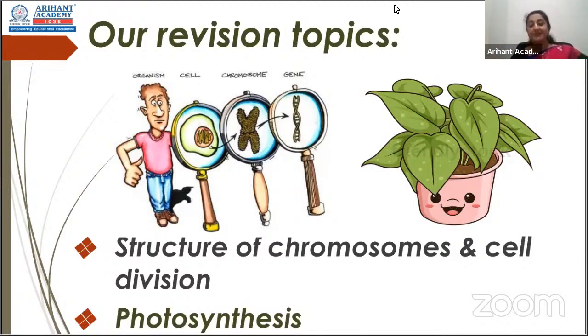The next chapter is photosynthesis. It is an essential process which gives us the food we eat and the air we breathe. So two topics, absolutely different, but very important syllabus-wise. So without wasting much time, let us start with the first chapter, structure of chromosomes, cell cycle, and cell division.